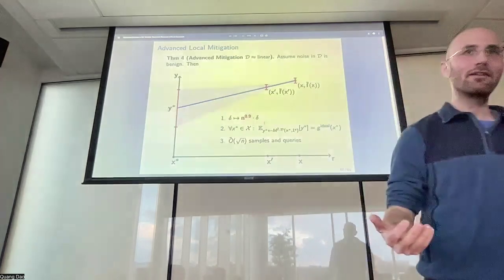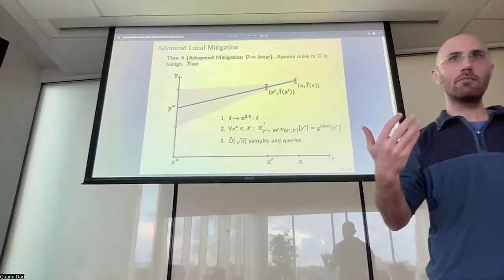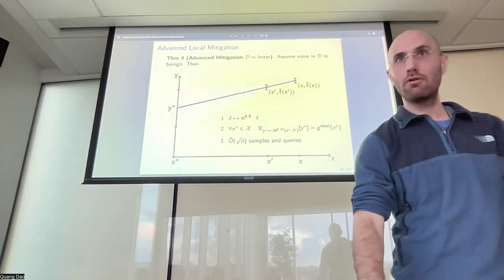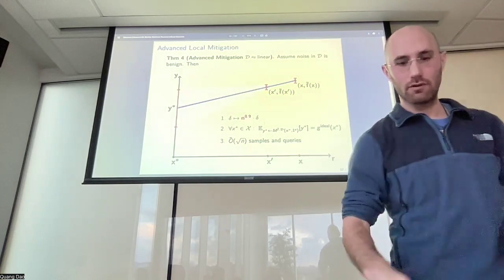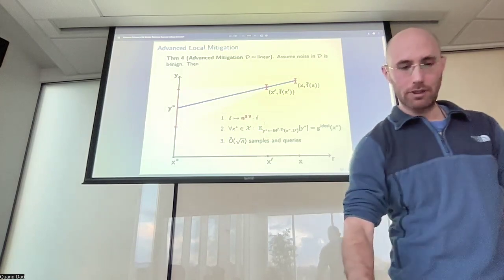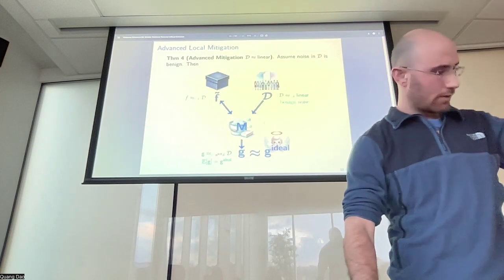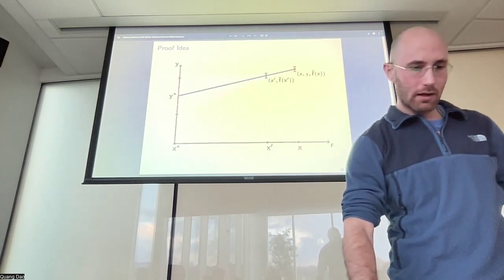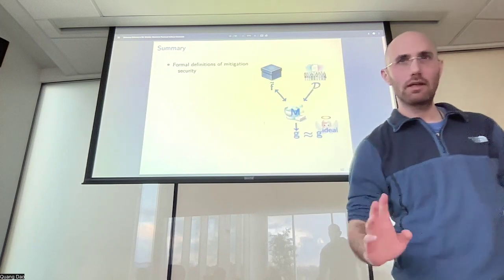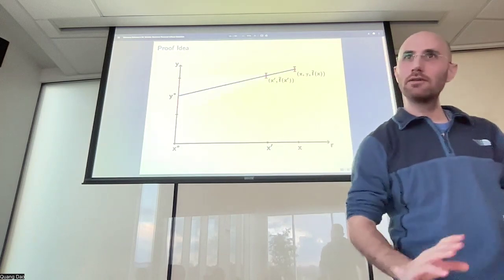Of course, nothing is for free. Before we had a number of samples that was independent of the dimension. Now we have a number of samples that is square root of the dimension, but that's still a lot lower than what you would need for learning without this potentially backdoored model. Okay, so I think I'll finish. I won't say exactly how we prove this, but basically a very similar idea to what we had before.